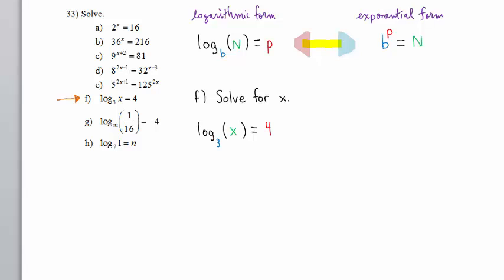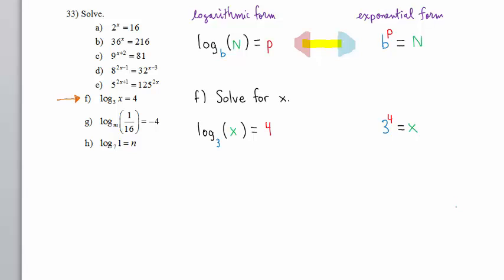In part F, we must solve log base 3 of x equals 4, solving for x. Let's convert to exponential form. The base, b, is 3, so we write 3 raised to the power p. Now p is 4, equals n. Well, what is n? Well, n is x. So we have 3 raised to the 4th power equals x.